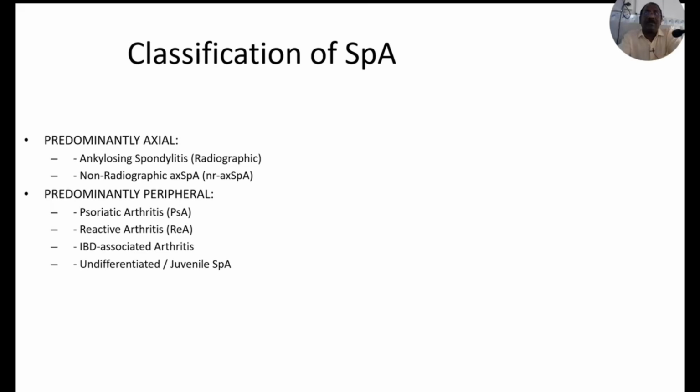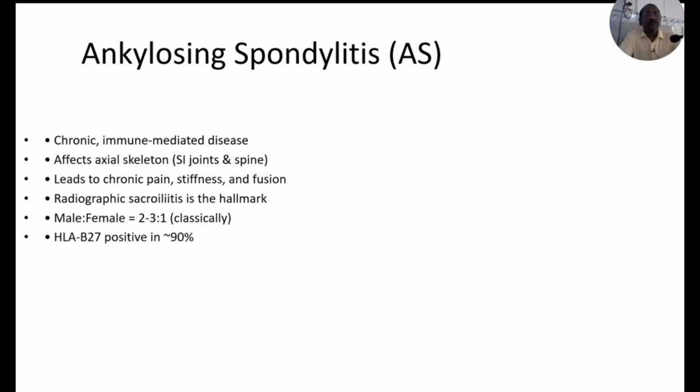Predominantly peripheral is the psoriatic arthritis, mostly the distal interphalangeal joints, your nail involvement, your skin involvement. Reactive arthritis may follow your urethritis, conjunctivitis, Reiter's, etc. And IBD associated arthritis. Nowadays we are seeing a lot of IBD associated arthritis because of the increased incidence of Crohn's and ulcerative colitis in the society because of the high intake of westernized food. And undifferentiated and juvenile spondyloarthritis are not that common, but sometimes we happen to see such cases, especially in the children.